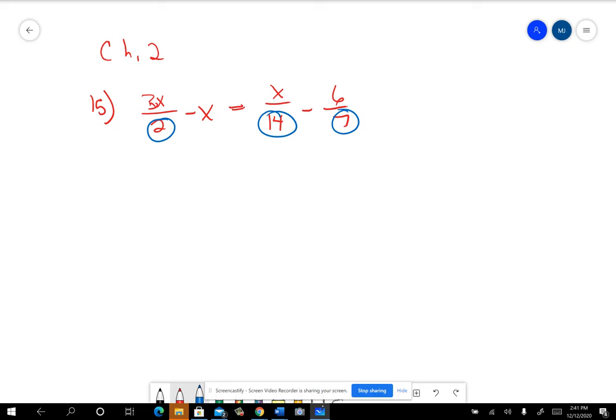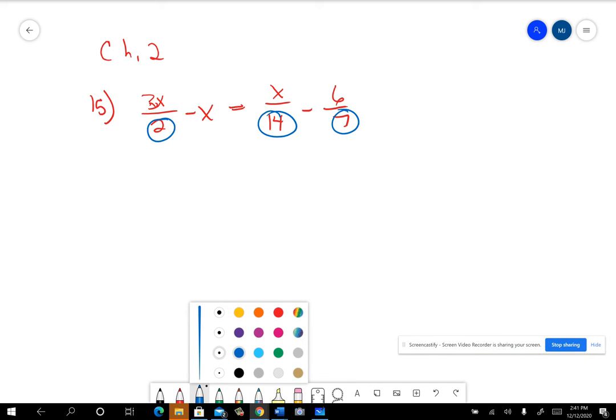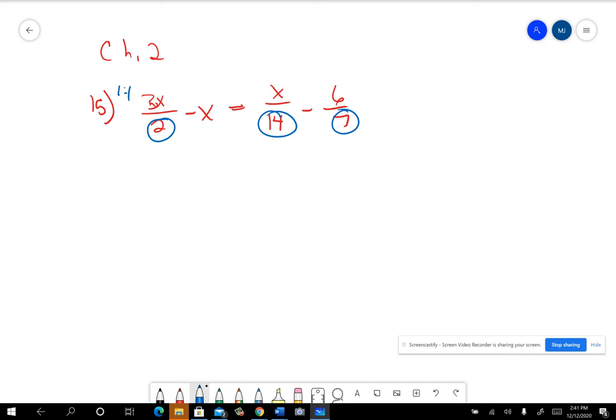And so we can look at the denominators and pick a number that would allow us to clear out the fraction. So we're going to use 14 in this case. So I'm going to multiply by 14 everywhere. When I do, the 2 would go into 14 7 times, and then that first term would become just 21x. Then I still have minus 14x. And don't forget, you multiply the x by 14, even though it doesn't have a fraction. Here, the 14 would go away. Here, 7 would go into 14 twice, so we'd have minus 12.